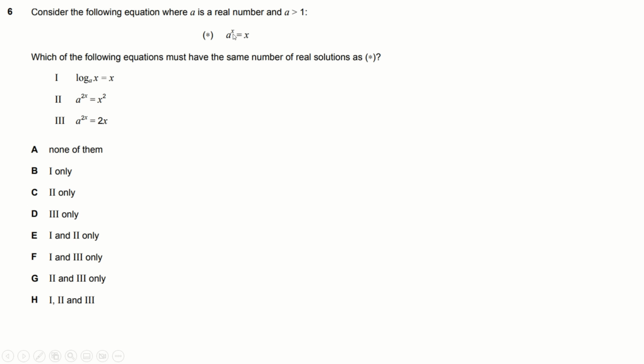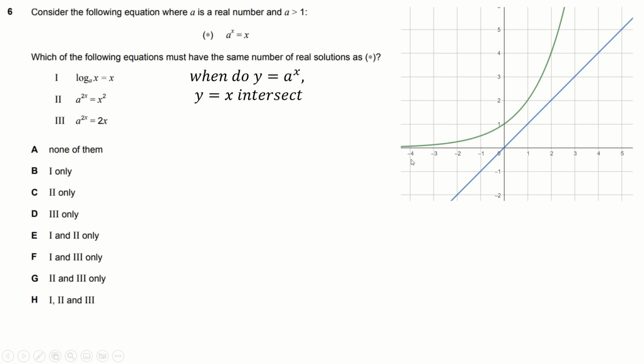Now, this thing here, a to the x equals x, is kind of like saying, when does the graph y equals a to the x intersect the graph y equals x? Now, if we draw those two things, I think I just chose a is 2 when I put this in the computer. You get these two things here. So, okay, these two things don't intersect.